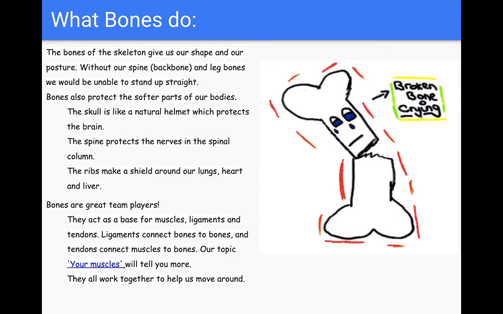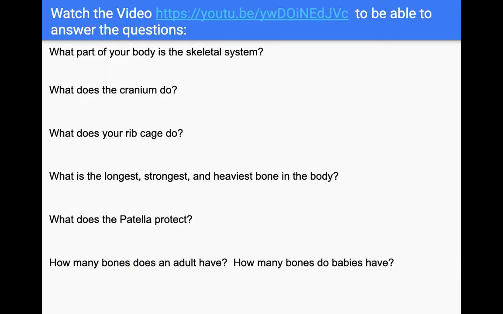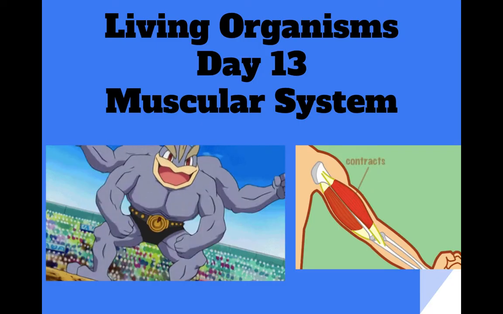So what do bones do? Bones give us our shape and our posture. Without our spine, that's the backbone, that's what makes us a vertebrate, and the leg bones, we wouldn't be able to stand up straight. Bones protect the softer parts of our bodies. And bones work together too. They actually work with muscles and ligaments and tendons to make everything in our body move. All right, so that's the bones.